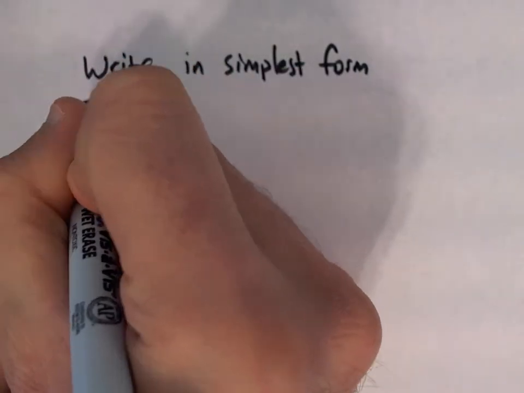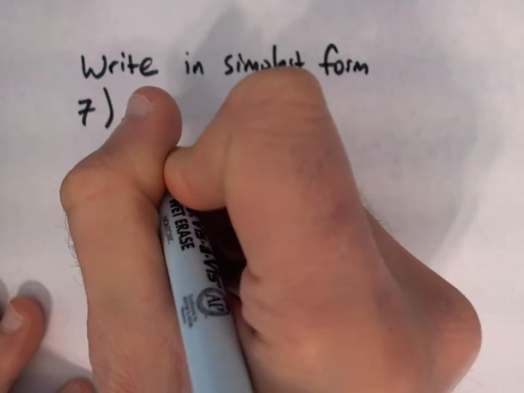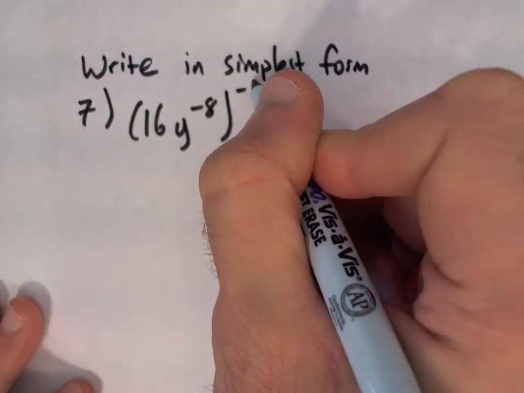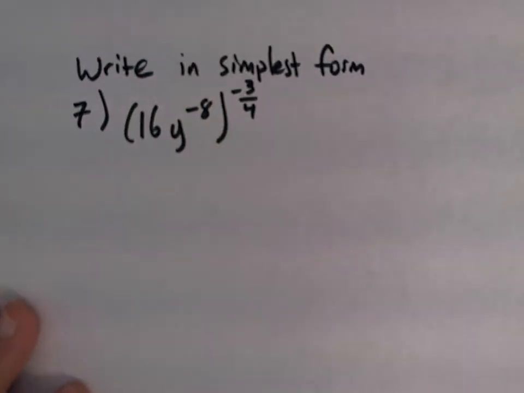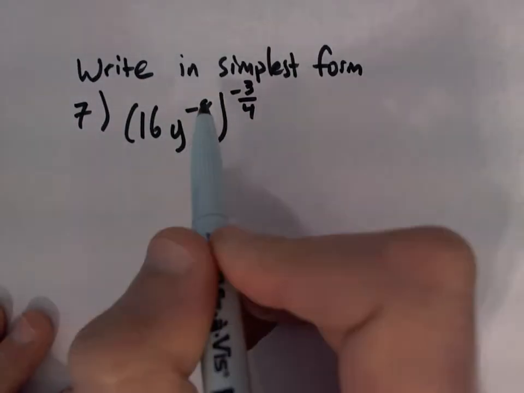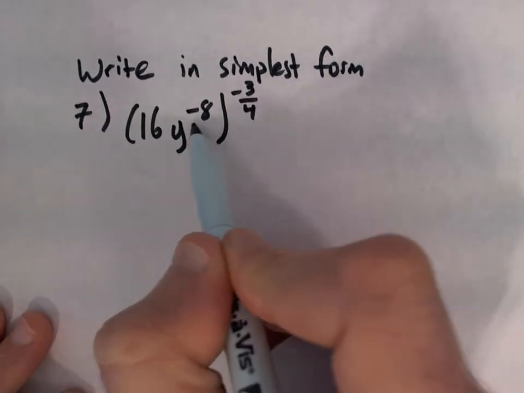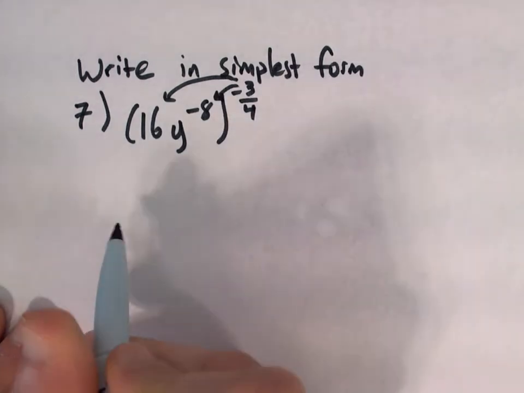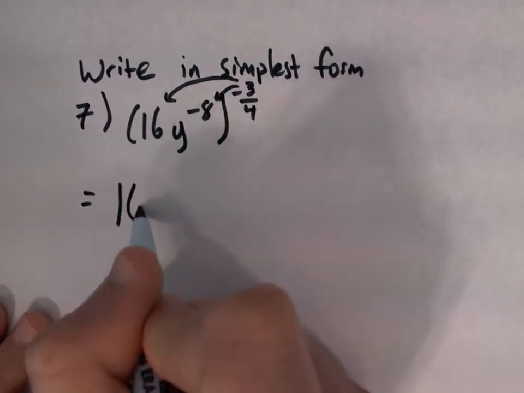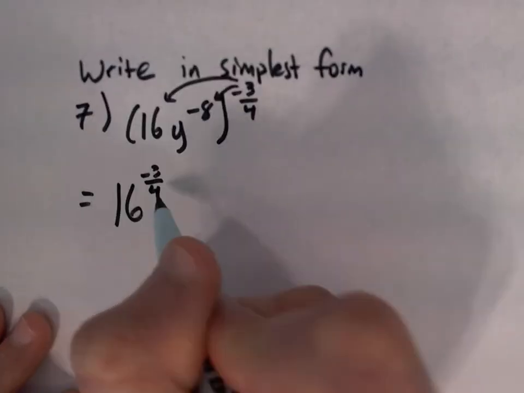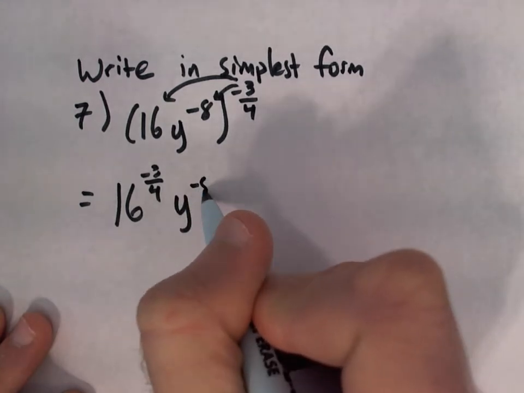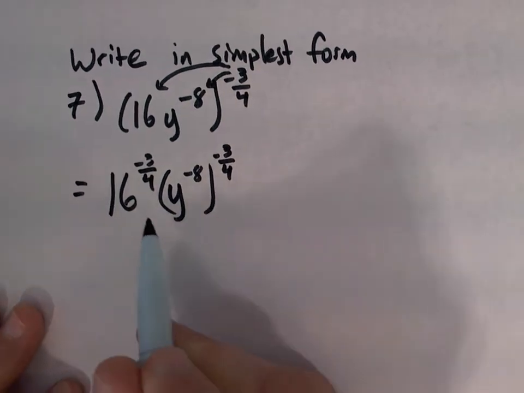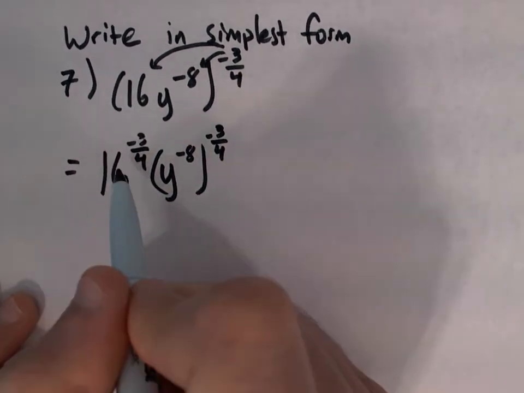So I was on number 7. So let's take 16y to the negative 8, all to the negative 3/4. Okay, so remember when you have a product of things to a power, this exponent is going to go to both of these. So we're going to get 16 to the negative 3/4, and then y to the negative 8, all to the negative 3/4. Okay, so we can simplify these one at a time.